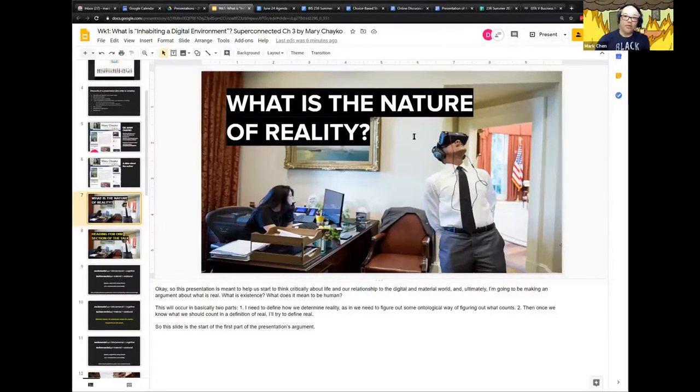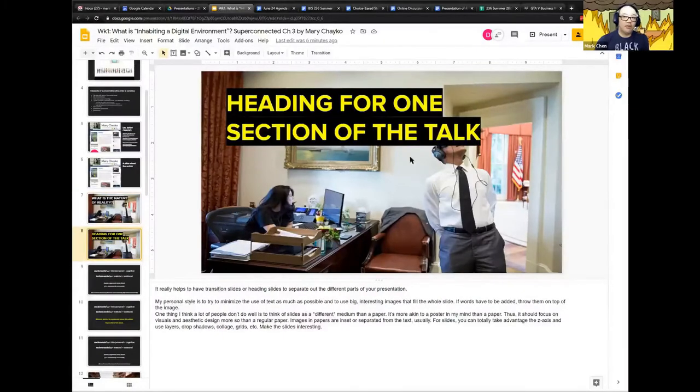Okay, so this slide here is basically a header slide. It's the start of a new section of my talk. I like to usually have a slide that acts as an announcement of the section, just as if you were writing a paper and you would do headings for your different sections of the paper, right? Do the same thing for your slides. It makes them easier to follow.